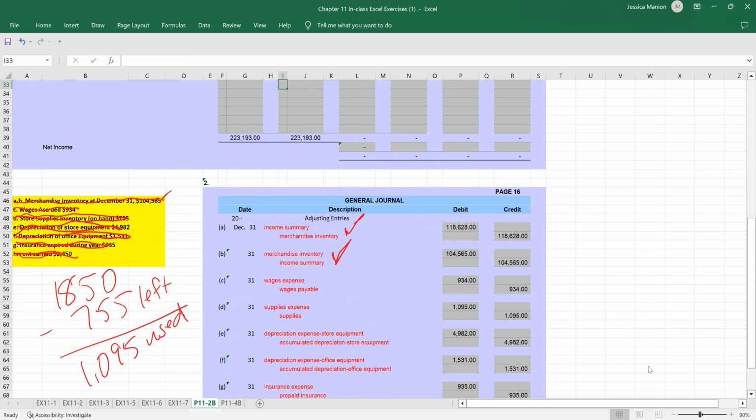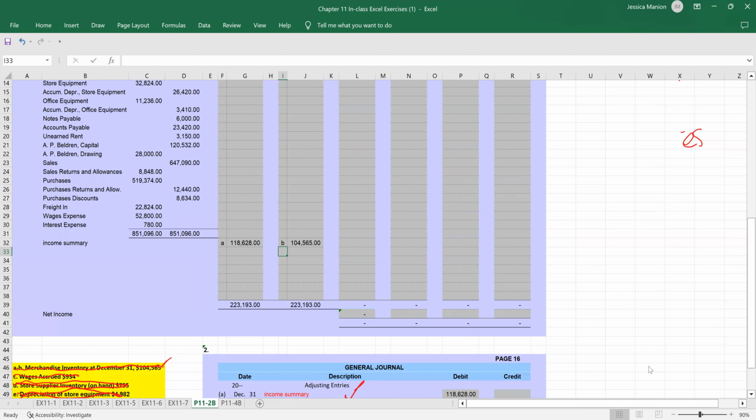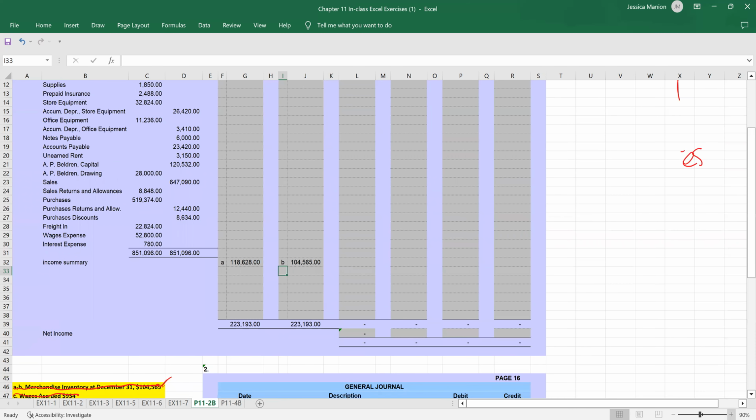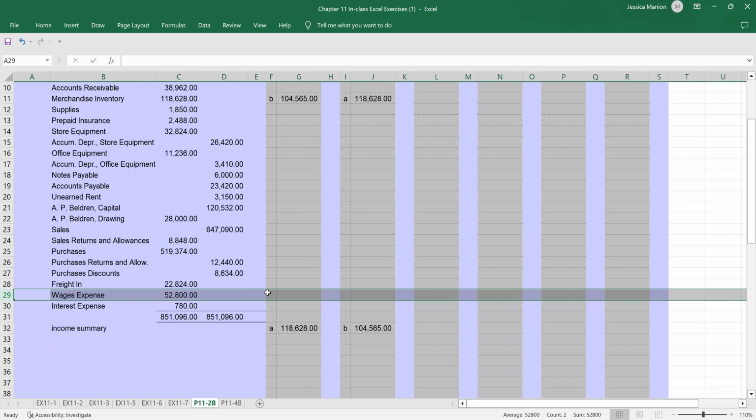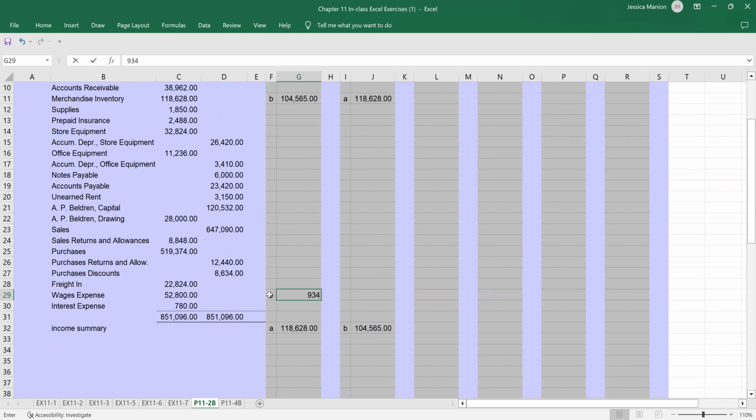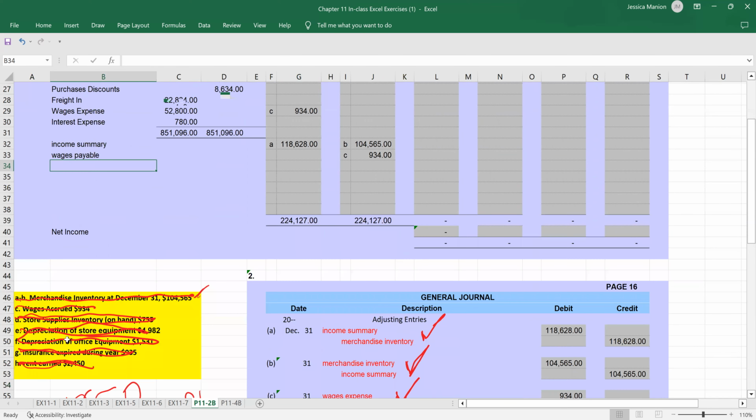Okay, the next one is for this accrued wages. So we need to debit wage expense for 934. See if I can blow this up a little bit more for us. Okay, so we do have this wage expense account already here. So we just need to debit an additional 934. But if we look in our liabilities here, we've got note payable, accounts payable, unearned rent. We don't have wages payable, so we need to type this one in. Wages payable. This is a credit, 934. Okay, there is that one.